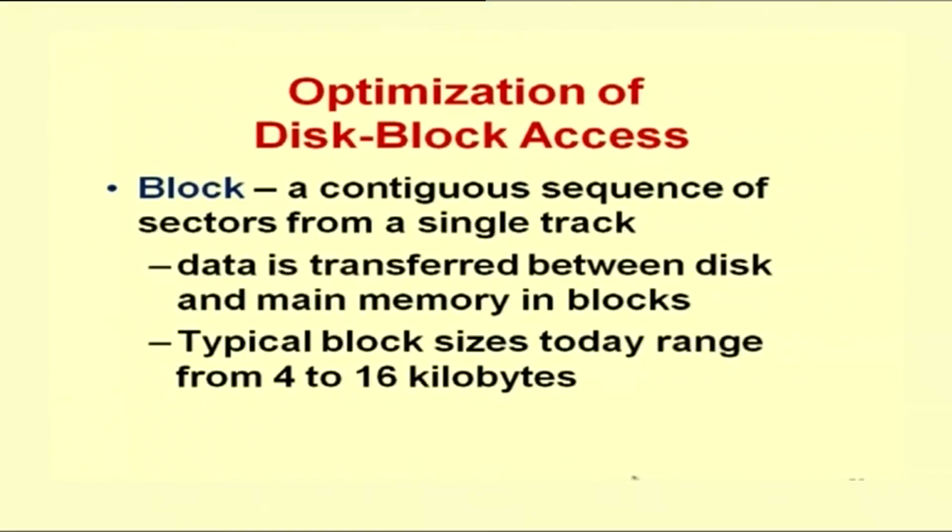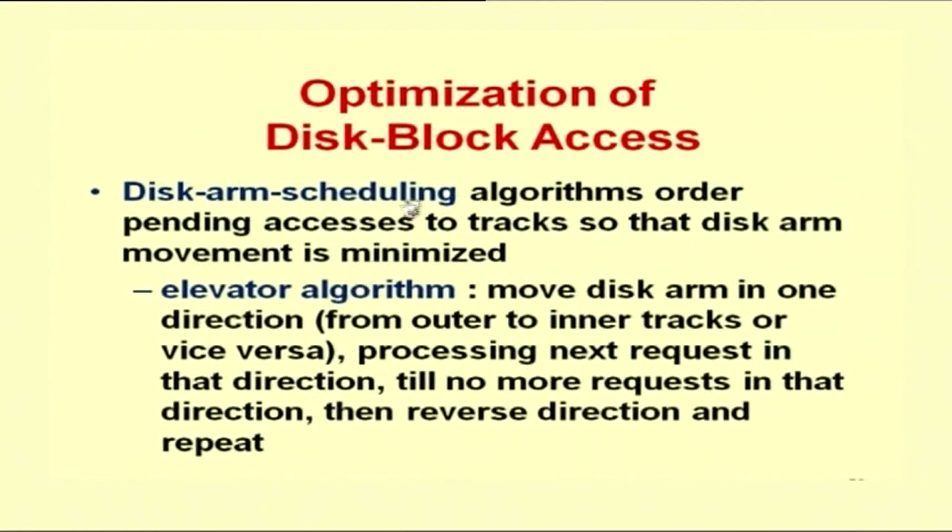Then we talk about optimization of disk block access. So, now we come back to what is a block. A block is a contiguous sequence of sectors from a single track. The data is transferred between disk and main memory in blocks, which we have already discussed. Typical block size is about 4 to 16 kilobytes. For the optimization of disk block access, the disk arm scheduling algorithms order pending access to tracks so that the disk arm movement is minimized, because the disk arm takes a lot of time.